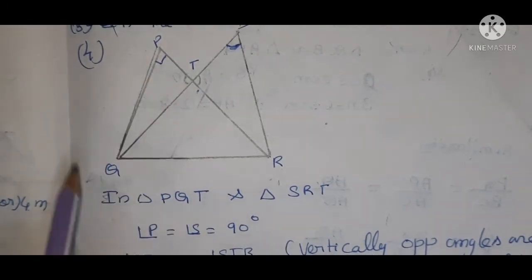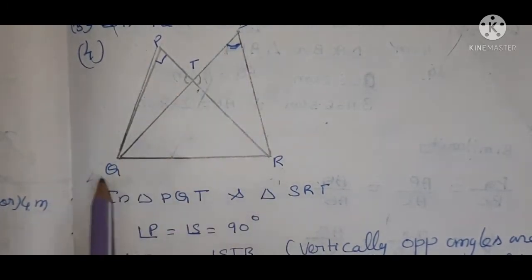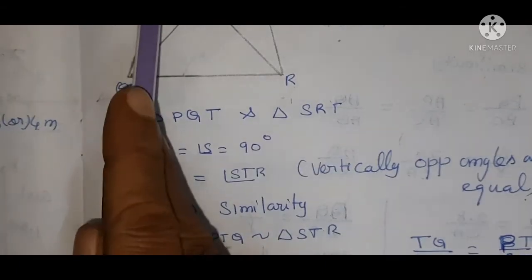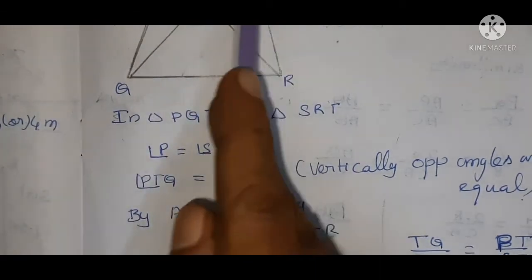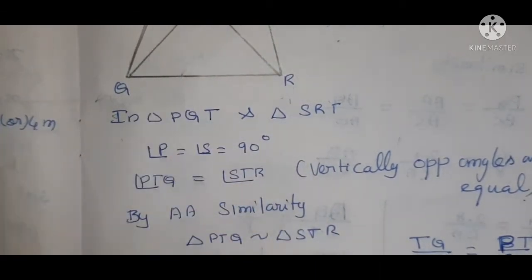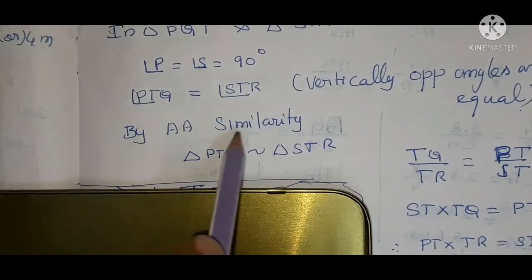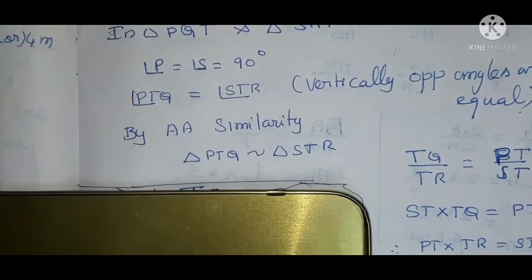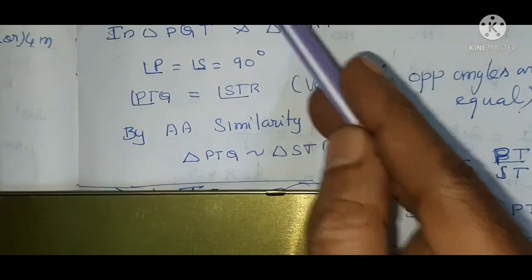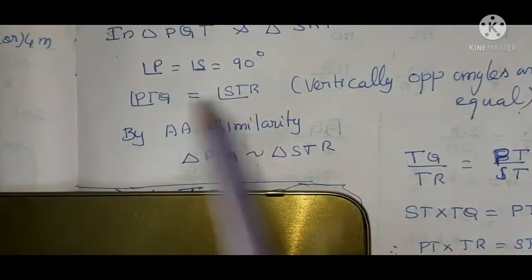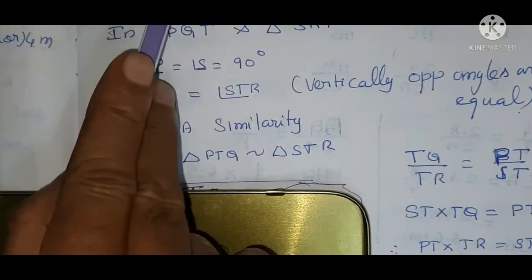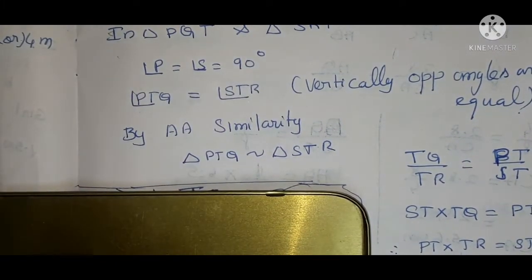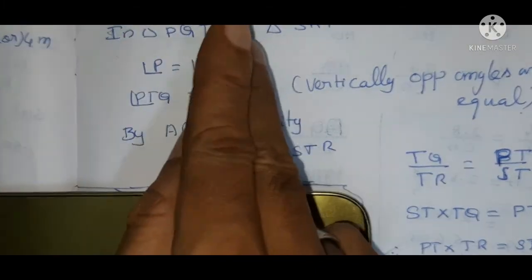In triangle PQR and SQR, angle P is equal to angle S is equal to 90 degrees. Angle PTQ is equal to angle STR, vertically opposite angles are equal. By AA similarity, triangle PTQ is similar to triangle STR. By proportion, TQ by TR is equal to PT by ST.